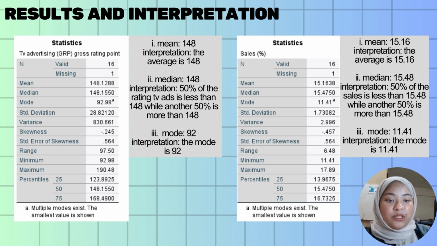The next table shown is for statistics of sales. The mean is 15.16, median 15.48, mode 11.41. While for the dispersion, the variance is 2.996, range 6.48, and the standard deviation is 1.73082. From this table, we can see that the third objective is answered.